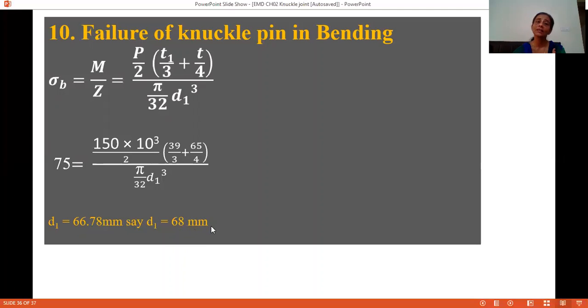In the second step, we had taken diameter of pin as D1 is equal to D, which is 52 mm. That diameter of pin is safe in shear failure, but 52 mm diameter of pin is not safe in bending failure. So friends, to avoid the bending failure, we must increase diameter of knuckle pin from 52 mm to 68 mm.